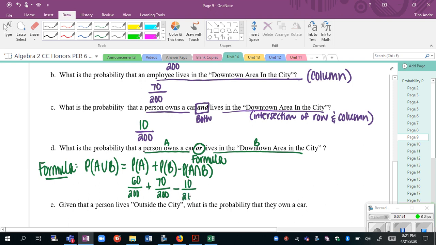So 10 over 200. And then we go ahead and add and then subtract, and we get 120 over 200. So we have the probability of the person owning the car and living downtown, but then we have to make sure that we subtract off the 10 people that are doing both of those, because really within the 60 and the 70, you're counting those 10 people in each of those. That's why you have to take it away. So you're taking away the duplicates, which again is really just using this formula. So that's "and" versus "or" in the table.